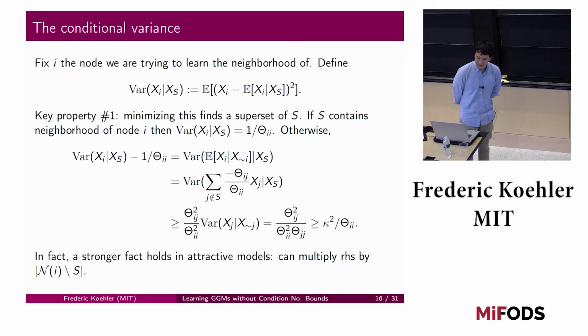Okay? And actually, it turns out in the analysis that it's important that you can get a somewhat stronger fact, which is you can multiply the right-hand side by how many nodes you are missing. And it turns out this is useful if you really want to optimize the sample complexity. But this first guarantee is important because it's just true in every model. It doesn't require any assumptions.